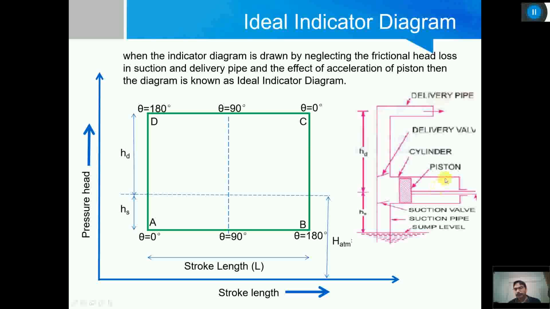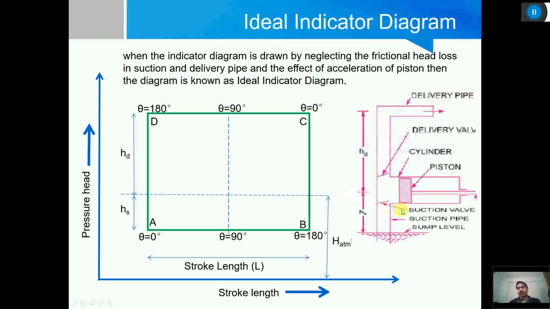So see here, as we know, the atmospheric pressure we are having in the environment is represented by H atmospheric. During the suction stroke, negative suction pressure, or vacuum, is created here. So the negative pressure head we can represent in the downward direction, so Hs we can represent in the downward direction. But during the delivery stroke, the maximum pressure developed above the atmosphere is equal to Hd. So Hd will be nothing but the delivery pressure.